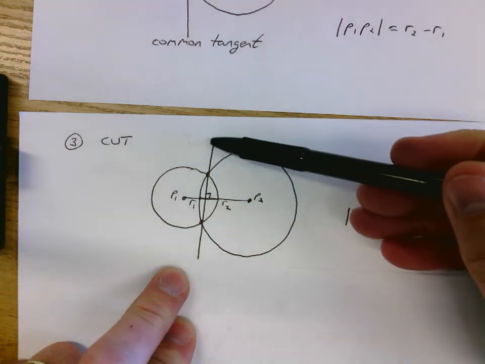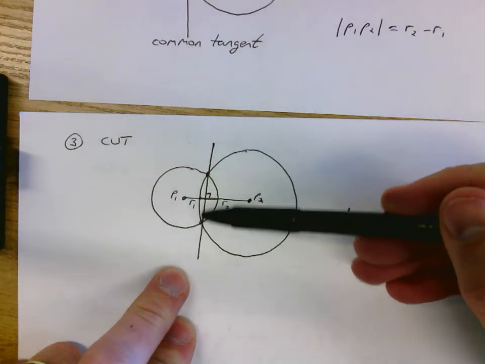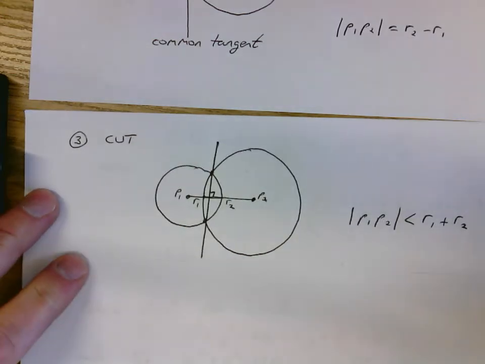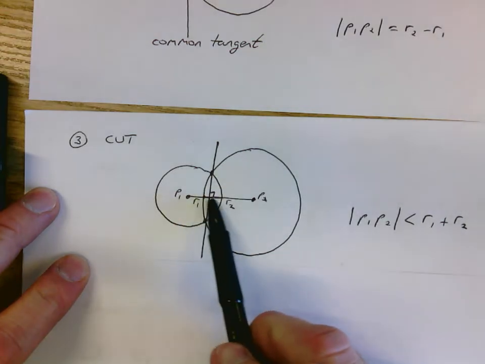Again, there's this line here that cuts through both these 2 points. It's not a tangent, but it is a chord. So we'd call it a common chord. It's a chord to both circles at the same time. And it's perpendicular to this line joining the two centres together.